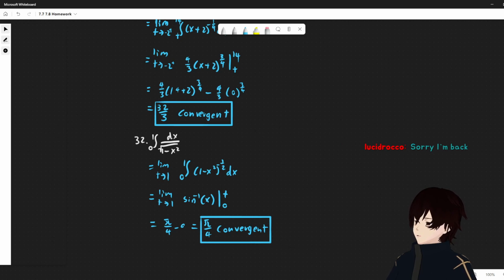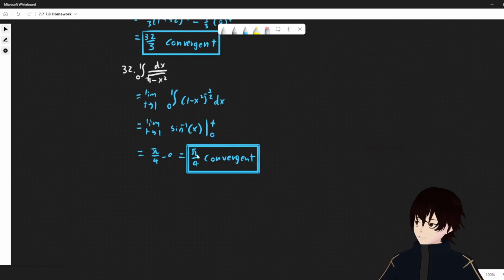Next up. Ooh, before that, check answer and make sure my answers are right. And this is 1 over the square root of 1 minus x squared from 0 to 1. Go. Charge. It is... Huh?